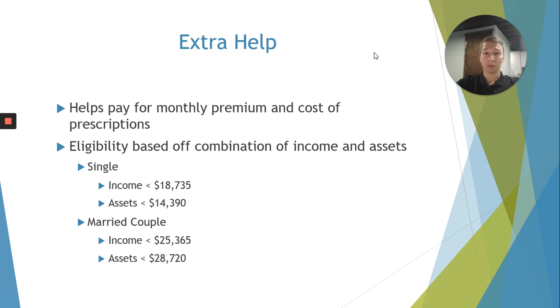Now, not everyone applies or qualifies for Extra Help, but it's important to understand that the program is out there because if you do qualify, it can be really beneficial. It helps pay for your monthly premium, some of it or all of it, depending on what level you qualify for, as well as the cost of filling your prescriptions. Eligibility is based on a combination of income and assets, which you can see there on the screen as far as what those numbers are.